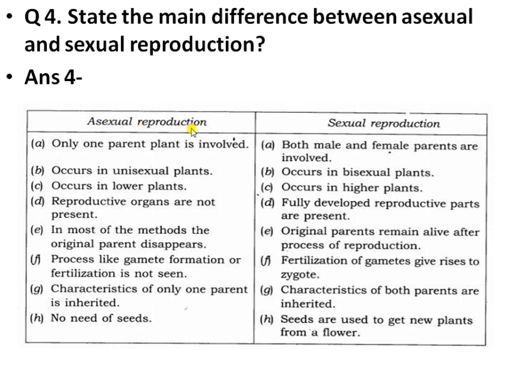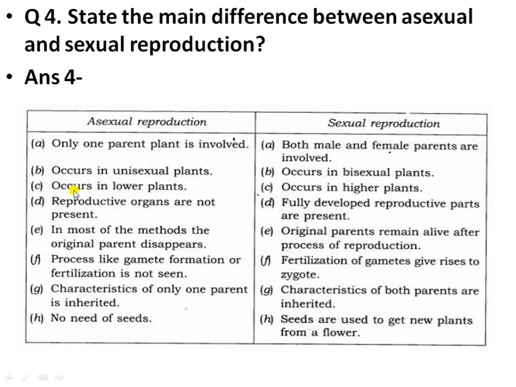So asexual reproduction is where only one parent plant is involved. In sexual reproduction, both male and female parents are involved. Asexual reproduction occurs in unisexual plants. In unisexual plants, either a stamen or a carpel is present, while sexual reproduction occurs in bisexual plants.